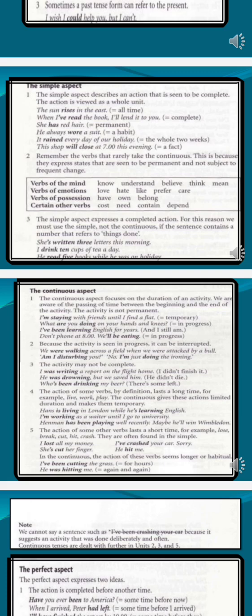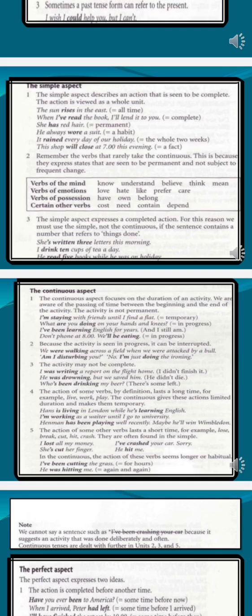Complete. "She has red hair." Permanent. "He always wore a suit." A habit. "It rained every day of our holiday." The whole 2 weeks. "This shop will close at 7 this evening." A fact. Number 2, remember the verbs that rarely take the continuous.